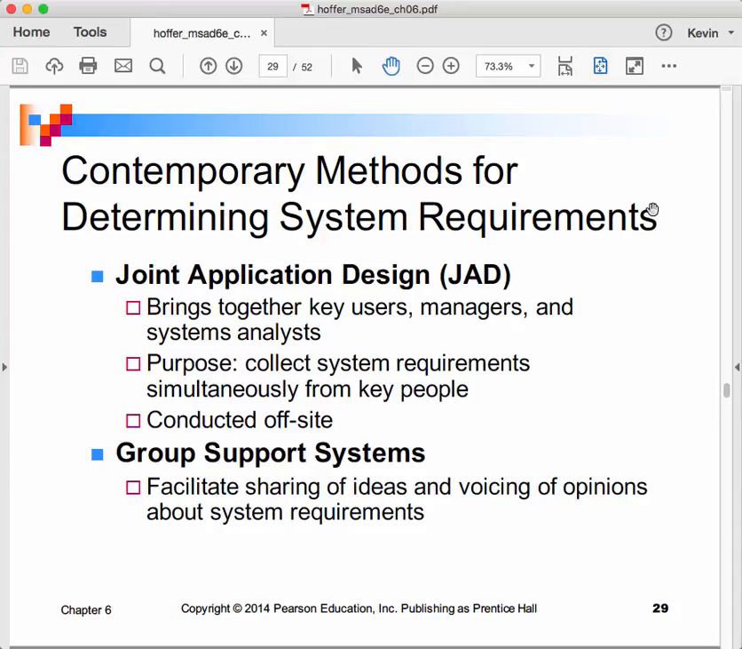Group support systems. I'm not going to talk about that. That's kind of an aging idea.